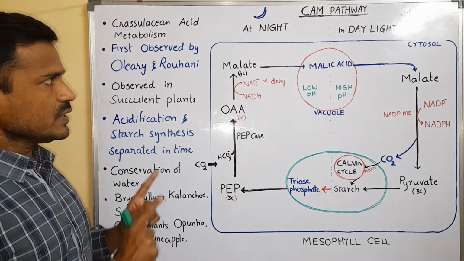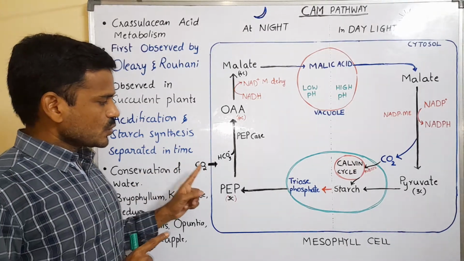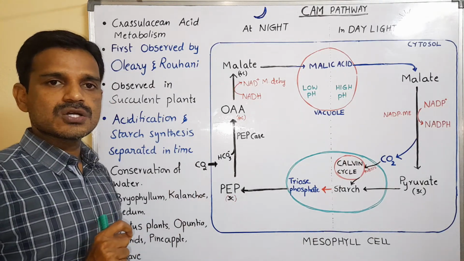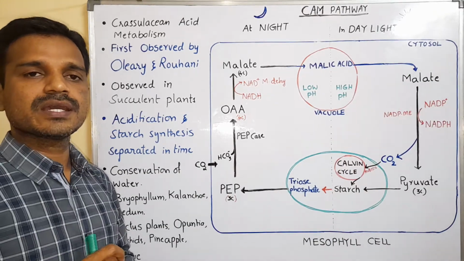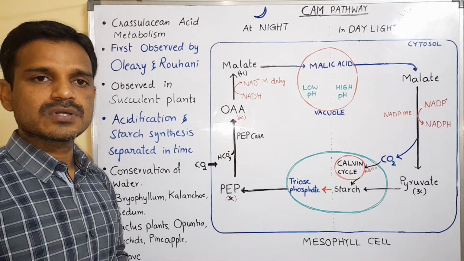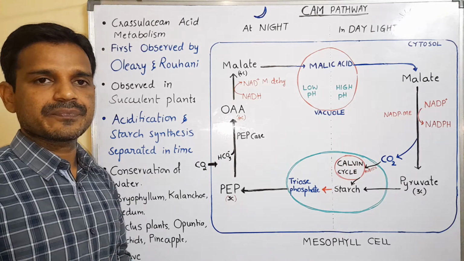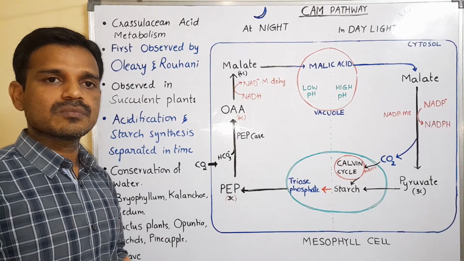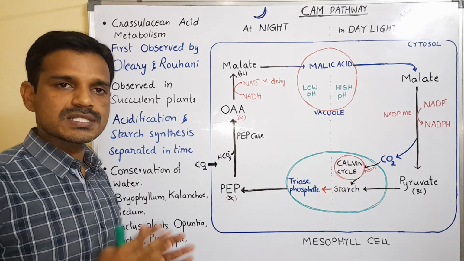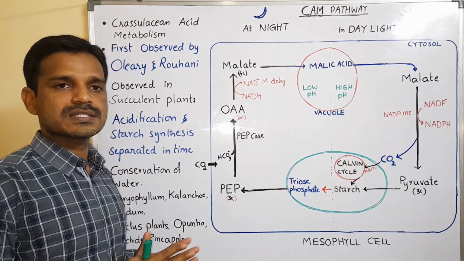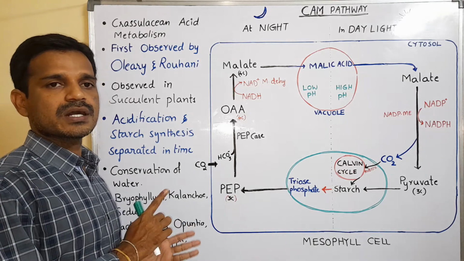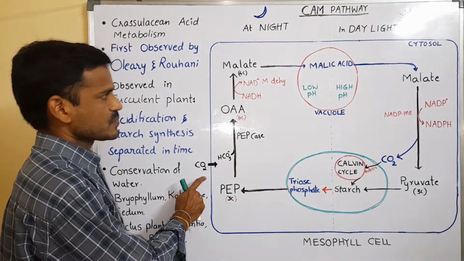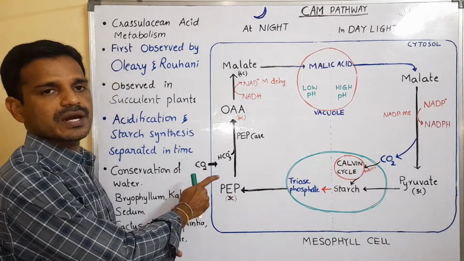Here the succulent plants or CAM plants have scotoactive stomata, meaning they open during the night time and close during the daytime. Why? Because if the stomata are open during the daytime, more water is lost. So to conserve water in succulent plants, the stomata are closed during the daytime and open during the night time. So that's why CO2 is fixed during the night time only.